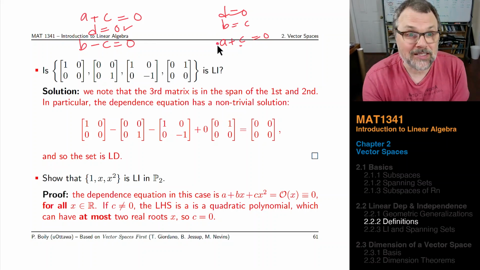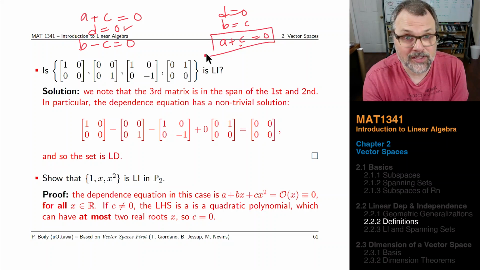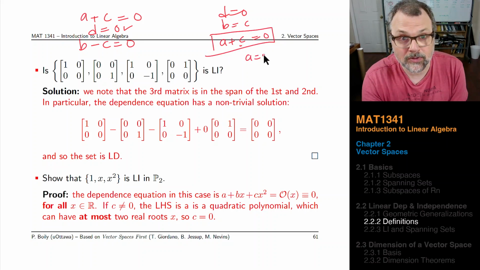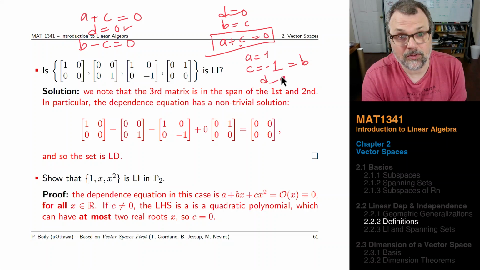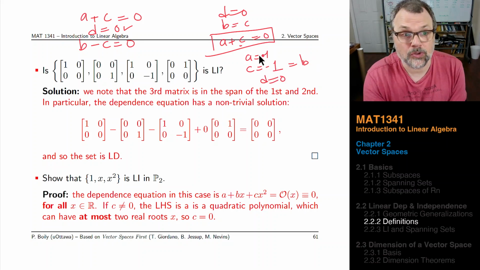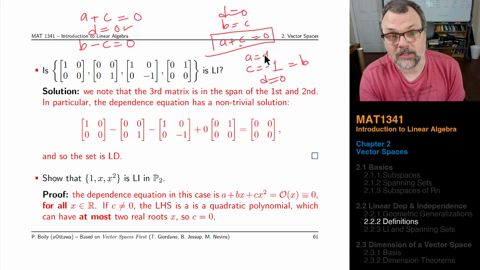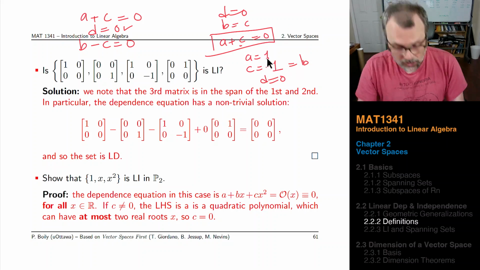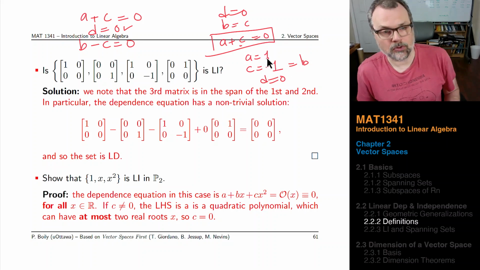Well, this is the key one here, right? If A plus C is equal to 0, you could pick A is equal to 1, so C would have to be equal to minus 1, and since B is equal to C, that's also equal to B, and then D is equal to 0. You don't have a choice. Now, here's your solution. That's the one we had right here. It is non-trivial because at least one of these coefficients is not the 0 coefficient.